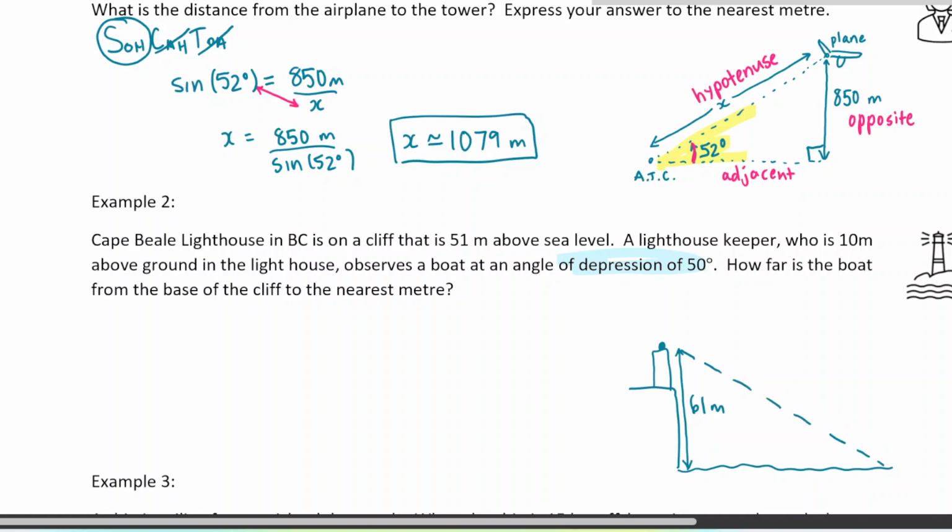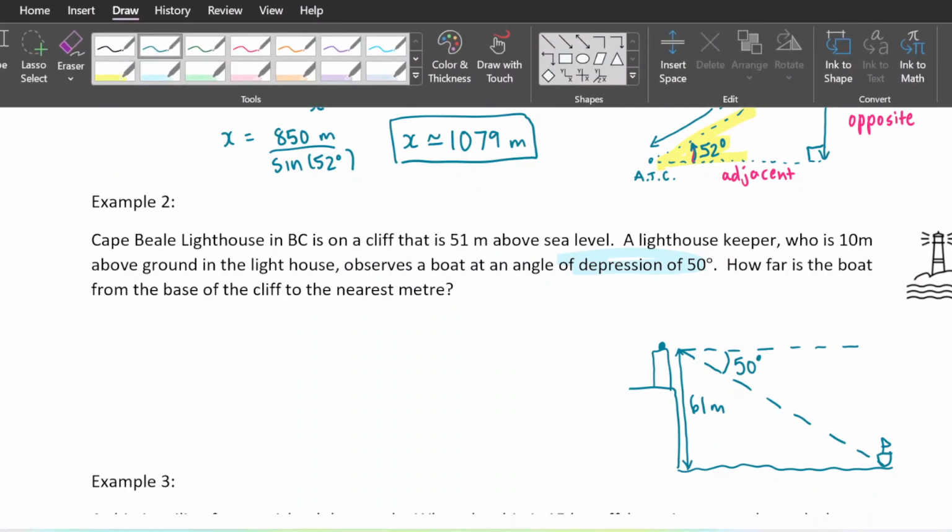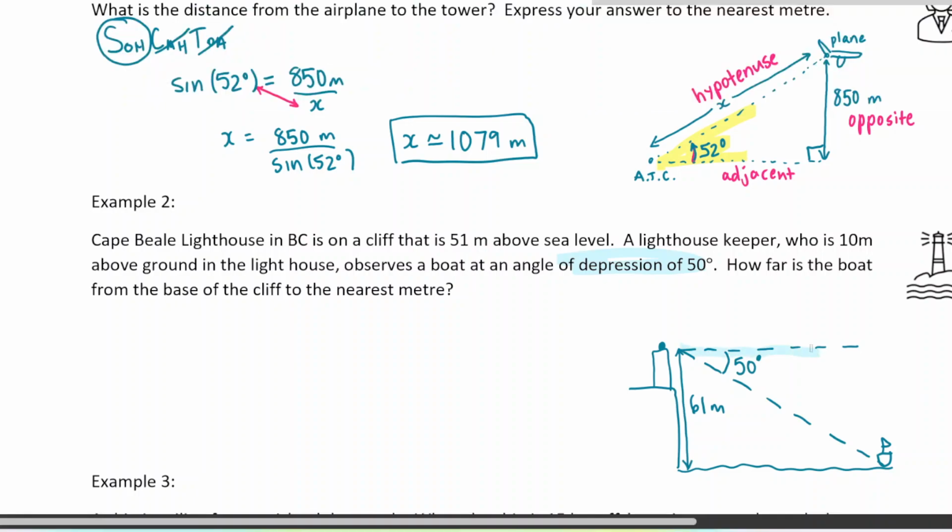We have a boat sitting down here. Let's do a really simple looking boat. And the lighthouse keeper has an angle of depression, so when he moves his head down, oh, actually, I've labeled that wrong. Okay, so here's where it's a little bit tricky. The horizontal is here. So when the lighthouse keeper moves his head downwards, this is the angle of depression. So the angle of depression is always, I'm going to use my blue highlighter here, with the horizontal.